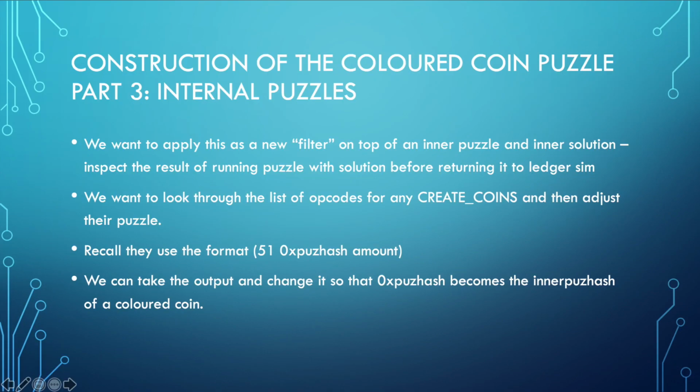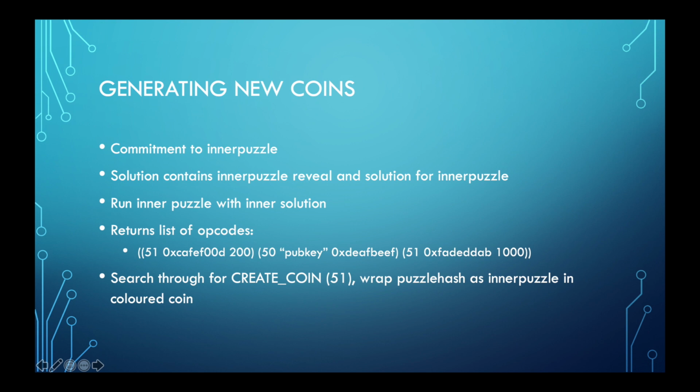As you've seen how we can recreate coloured coin IDs by taking an inner puzzle hash and wrapping it with the core and the puzzle overhead, we can do the same for when we create a new coin output, taking a normal puzzle hash output and turning it into the inner puzzle hash of a coloured coin. In the solution, we reveal the puzzle that was committed to as the inner puzzle hash, and we pass in a solution. We run the inner puzzle with the solution and look at the returned list of opcodes. We can search through for any of those that start with create coin.